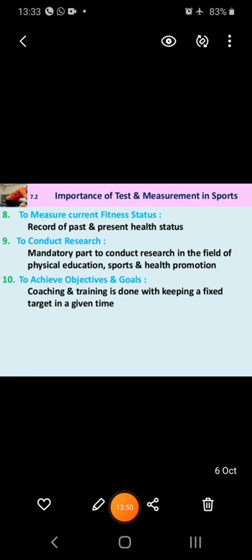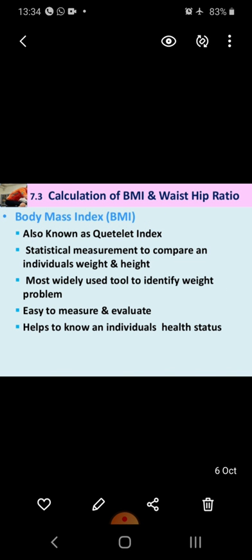So this is all about the importance of test, measurement and evaluation. Now we will discuss the calculation of BMI and waist hip ratio. So what is BMI? BMI is body mass index. The full form of BMI is body mass index. BMI is also known as the Quetelet index. The Quetelet index, a statistical measurement to compare an individual's weight and height, is called BMI.